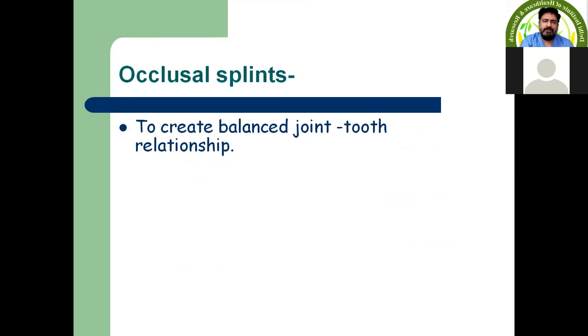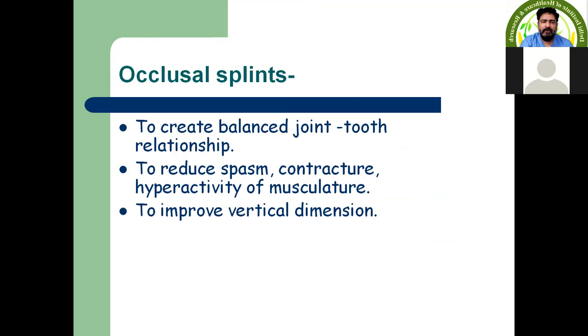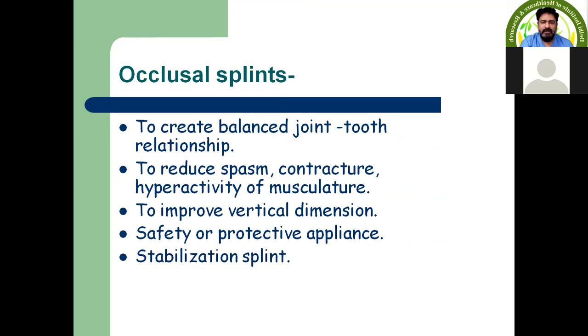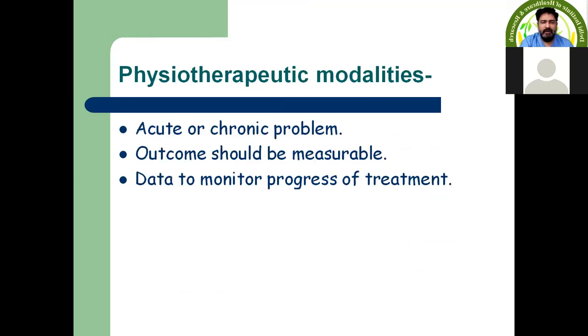Occlusal splints are used to create a balanced joint-tooth relationship, to reduce spasm, contracture, and hyperactivity of the musculature, and to improve vertical dimension. Types are safety or protective appliances, stabilization splint, and relaxation splint. In physiotherapy modalities, for acute or chronic problems, the outcome should be measurable, with data to monitor progress of the treatment.